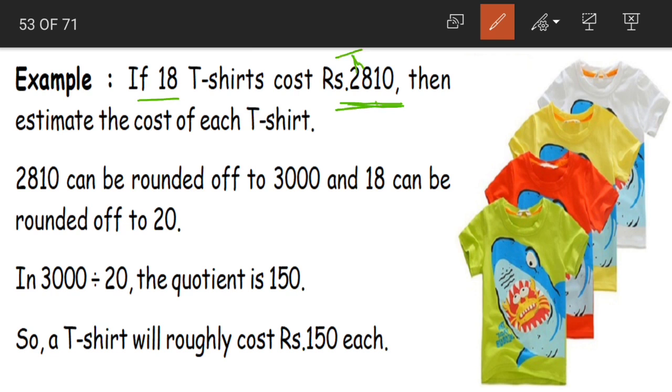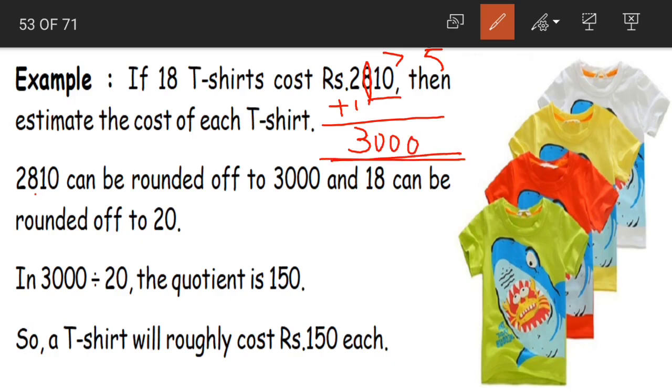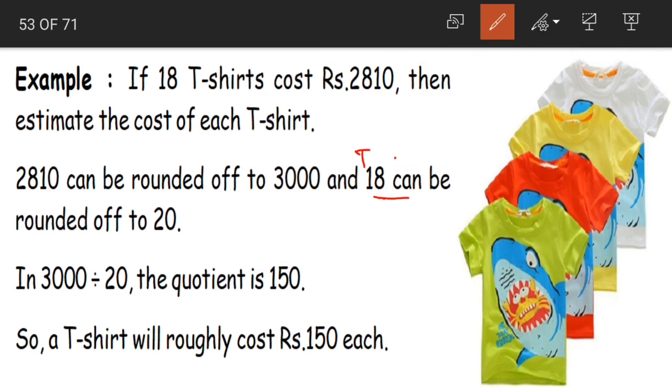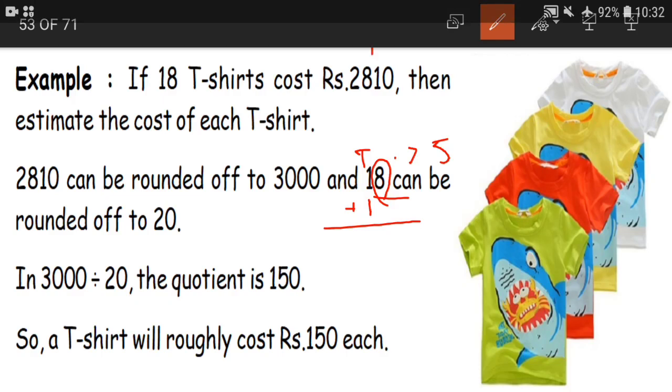2,810. Here thousands is the highest place value, so we round off to the nearest thousands. 8 here in the hundreds place is greater than 5, so we round up, adding 1 to the digit in the thousands place. 2 plus 1 is 3, and the remaining 3 digits are replaced with zeros. So 2,810 can be rounded off to 3,000. And coming to 18, here tens is the highest place, so we round off to the nearest tens, children. 8 here is greater than 5, so we round up, adding 1 to the digit in the tens place. 1 plus 1 is 2.